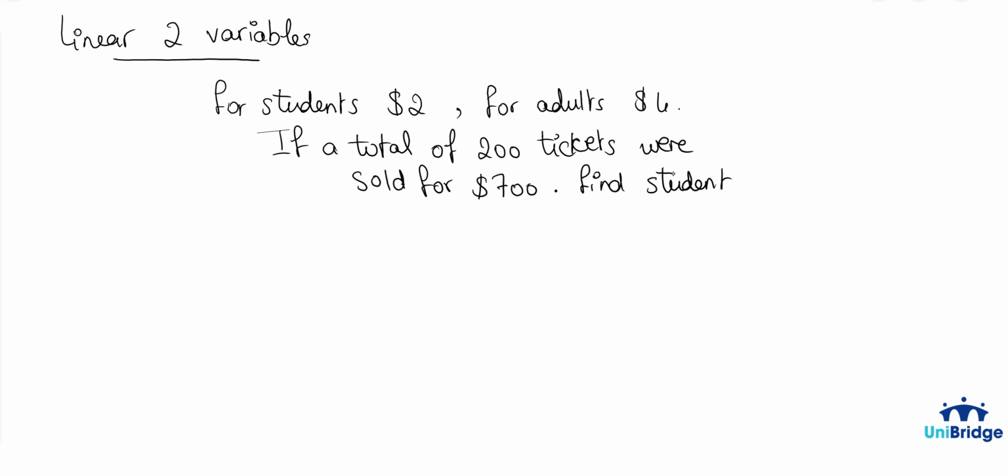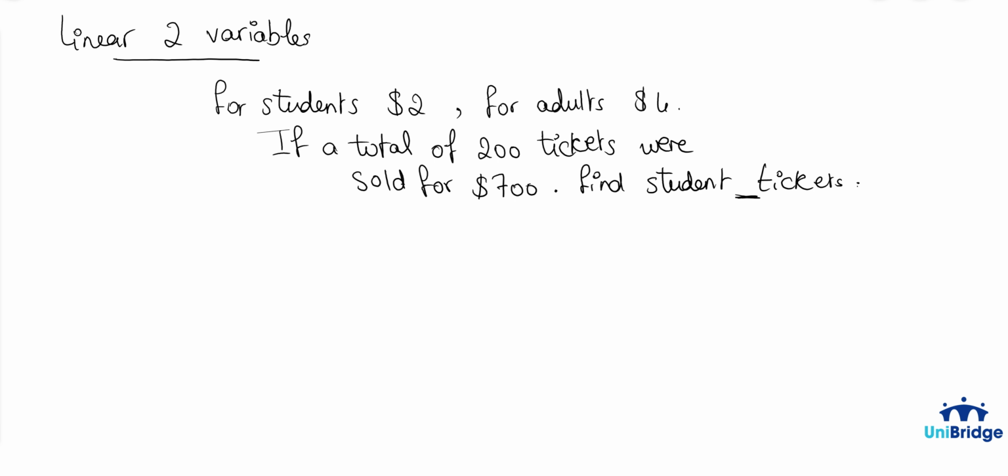So in this question, we usually have two variables. One of them is what he's asking for, which is the number of student tickets sold, right? So we have two unknowns, being the number of student tickets, and definitely I don't know the number of adult tickets as well. So I need to construct two equations in order to solve these two variables.